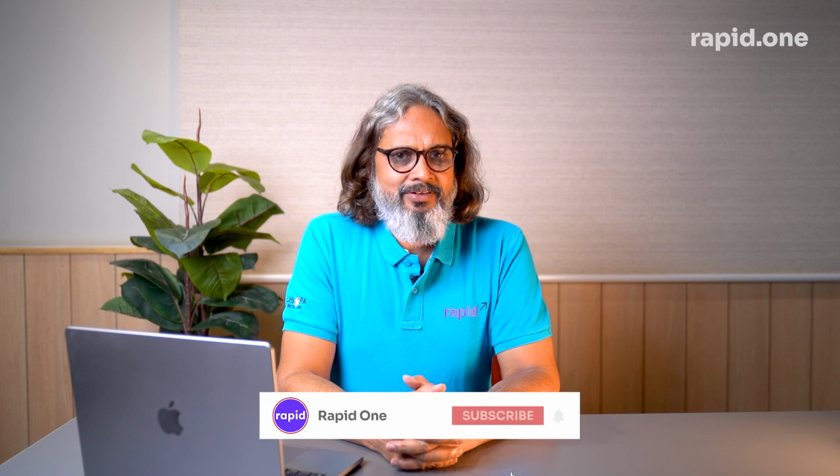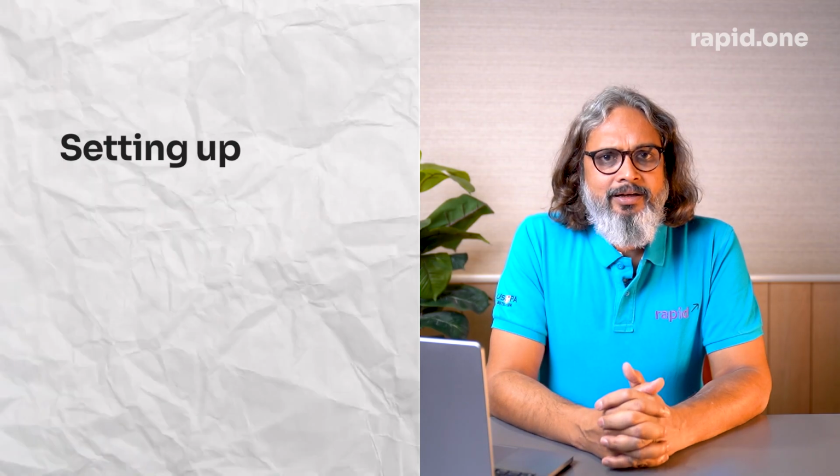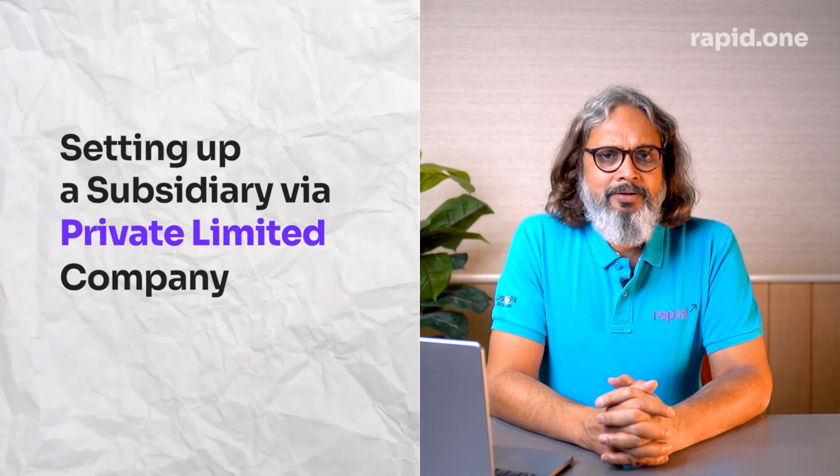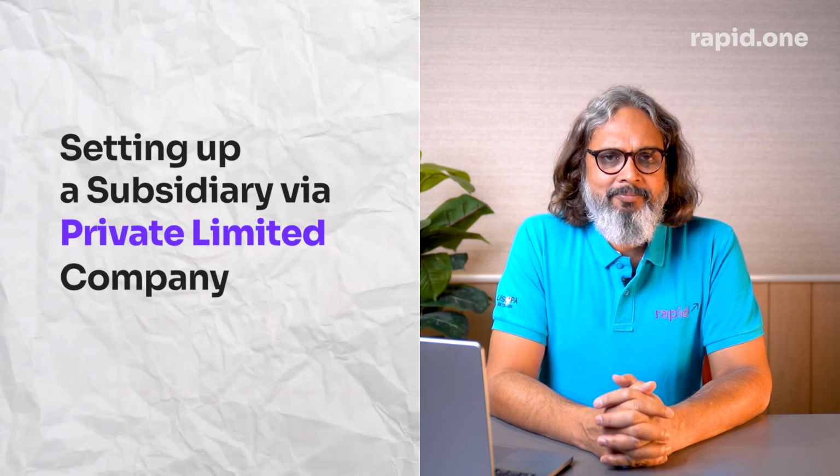But these three are not very popular and they are very complex. They require special approval and it could take a huge amount of time to set them up, along with the history of the parent company, because you need at least 3 to 5 years of profitable history before you can start setting up these operations. So let's look at the most popular way of doing business in India, which is setting up a subsidiary via a private limited company. To establish a private limited company, you need at least 2 shareholders.